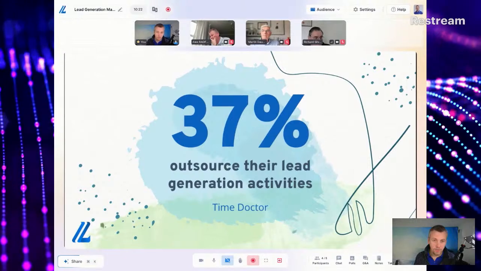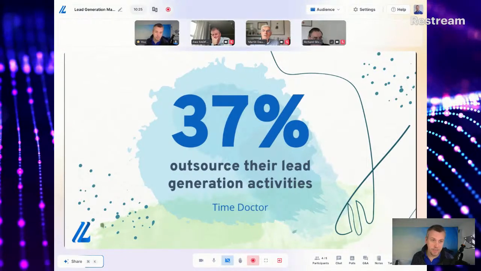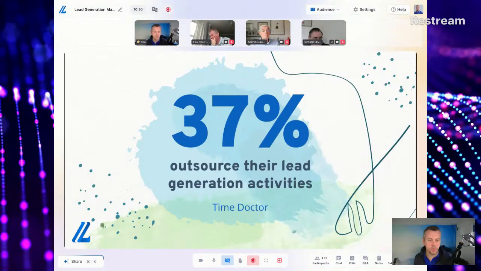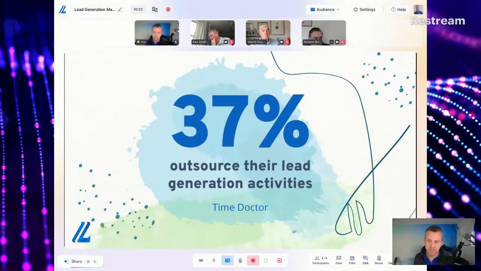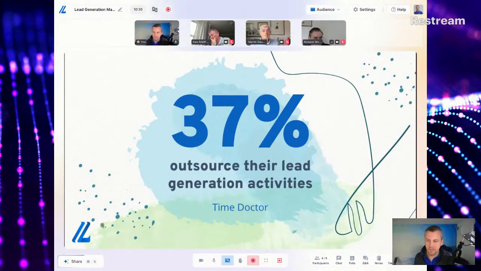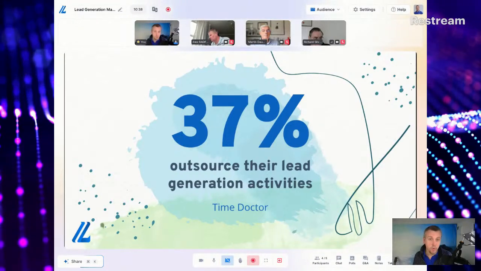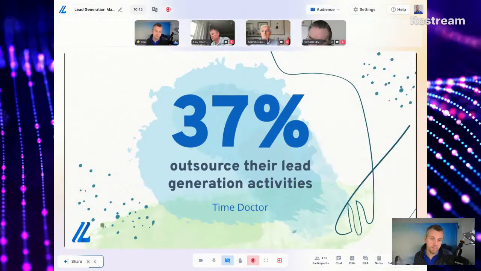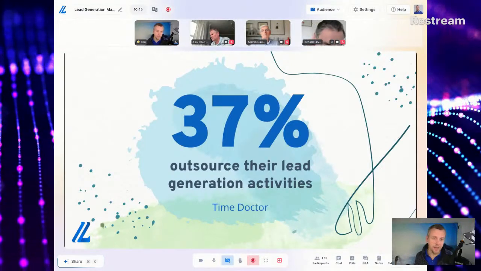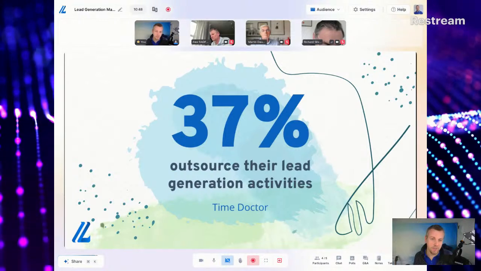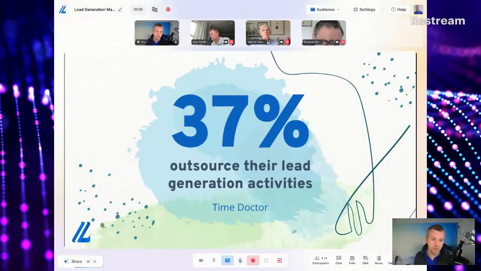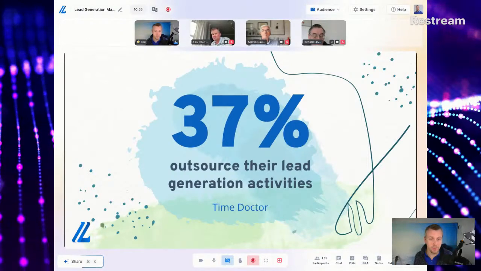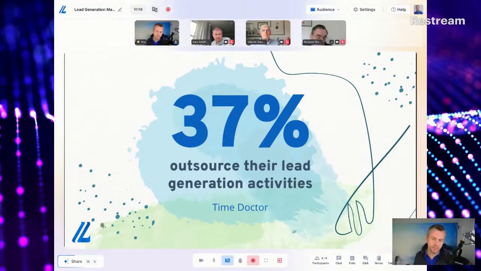Quick stat for you as we go into exploring outsourcing. 37% of businesses outsource their lead generation activities, so it's a fairly substantial number. Over a third of companies outsource their lead gen. According to a report by Deloitte, 59% of those companies do it to cut costs. And another main reason why people outsource is to focus on core business functions.